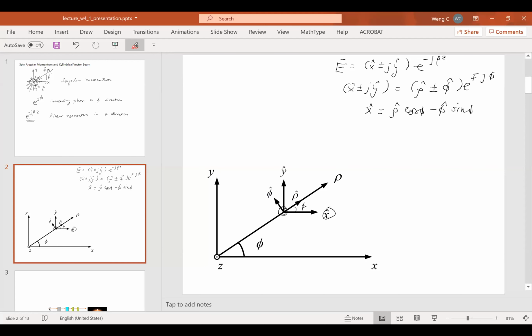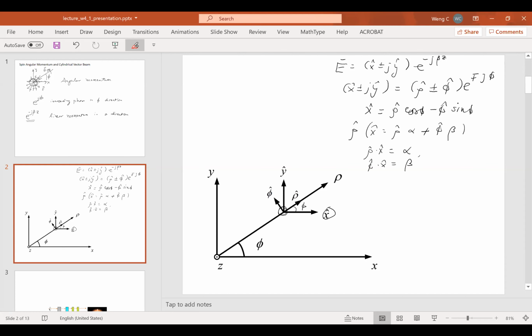Do you know how to work out this formula? Well, the way to work out this formula is quite easy. In order to work out the coefficients alpha and beta, you dot this equation, say, with rho hat. If you do that, then you get rho hat dot x hat is equal to alpha. And then if you dot the same equation with phi hat, you will get that phi hat dot x hat is equal to beta. Can you see that?